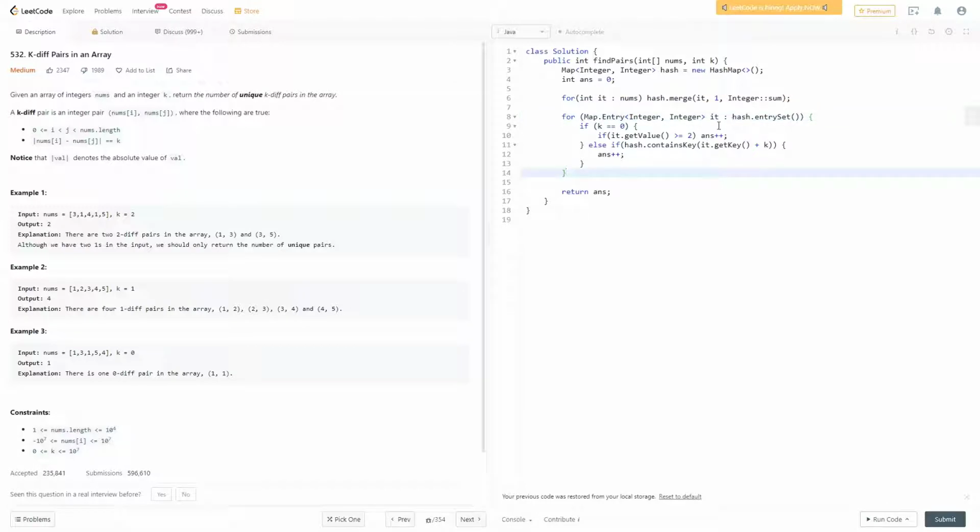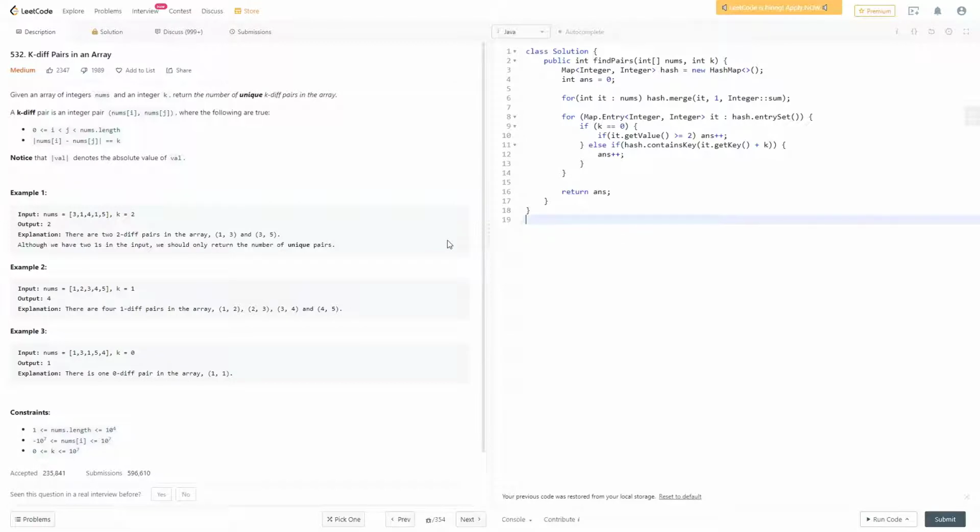For every element in the hash map, notice this is not the array, I'm looping the hash map because I'm looping only the unique elements, because I don't need the repeating elements. I'm just going through the unique elements, and I'm checking if k equals 0. Now if k equals 0, there's only one possibility, that nums[i] equals nums[j], right? Because if this is not the case, then nums[i] minus nums[j] cannot be 0. Whether we take the absolute or not doesn't matter here, we need them to be equal.